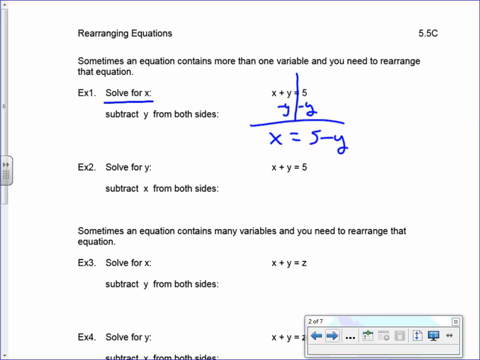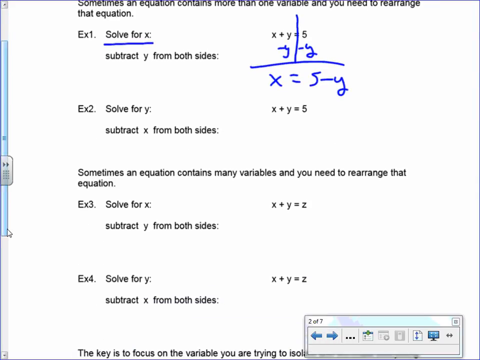You're not going to get a numerical answer when you're doing this, okay? You're going to get another equation. That's just a rearranging of the formula, okay? Is everybody good with that? So this is about decision making. What am I solving for? What do I need to get rid of?